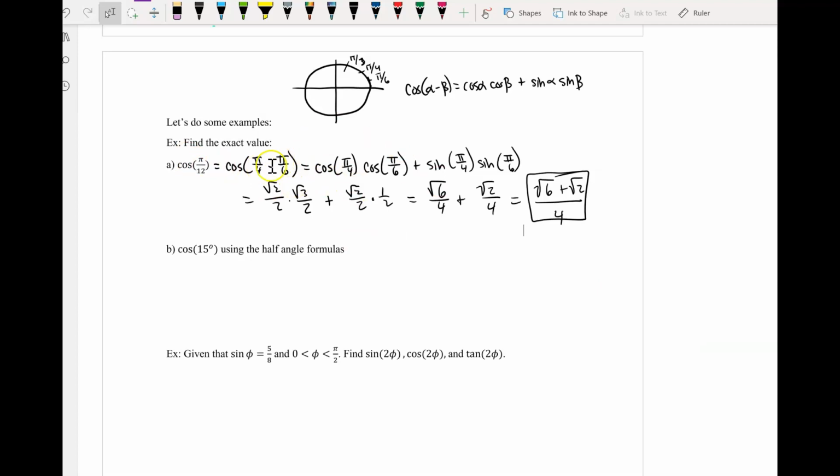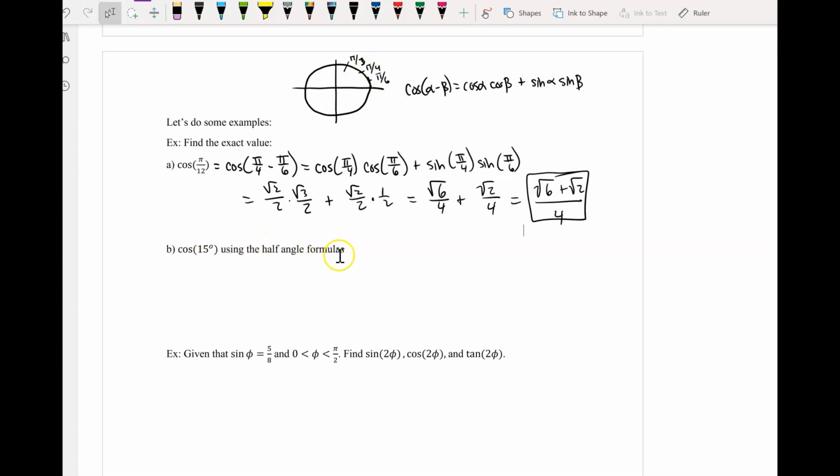So this is what you have to do, kind of break them up with known angles and then use one of the sum and difference identities. Okay, now let's go ahead and do cosine of 15 degrees using the half angle formula. So you can see that this one you could have easily done by taking 45 degrees and subtracting the 30 degrees to get the 15 degrees.